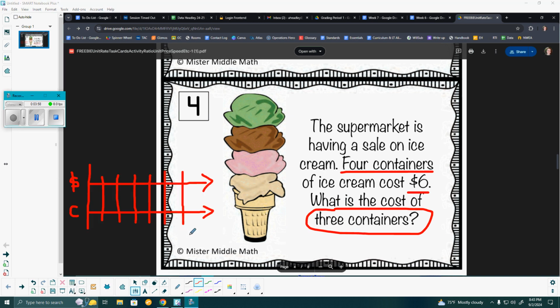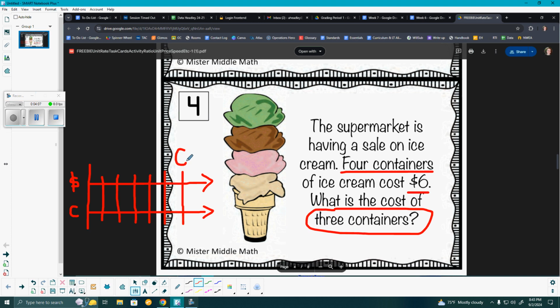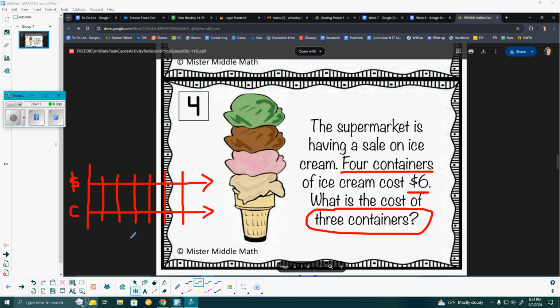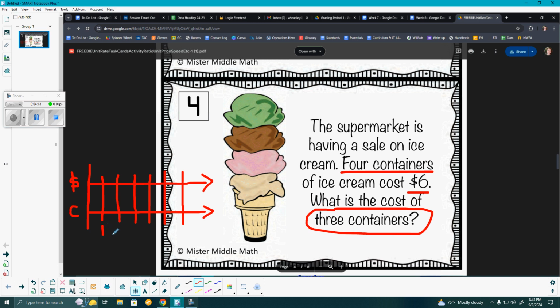So I've drawn my double number line. Let's look at our problem again. 4 containers of ice cream cost $6. I'm going to write that differently. 4 containers. 1, 2, 3, 4 cost $6.